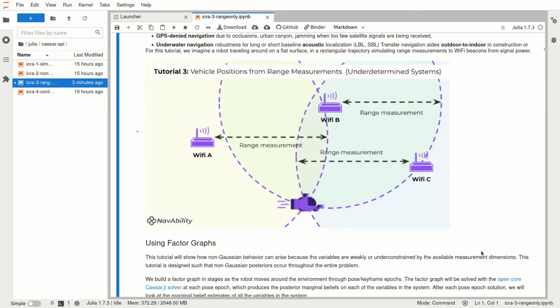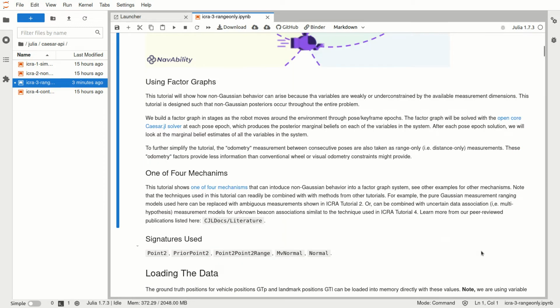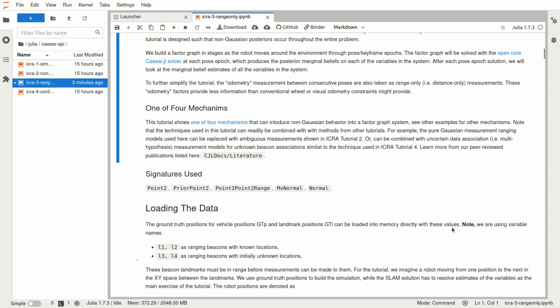We're going to build this in factor graphs. Note that all the factors here are going to have a Gaussian uncertainty, but because it's weakly observable, the posteriors that we estimate will be non-Gaussian. This is one of 4 mechanisms that we've identified how non-Gaussian behavior can enter a system. So the solver is open source, and you can have a look at that, and in that documentation we talk about the 4 mechanisms. So I'll just click through just to show.